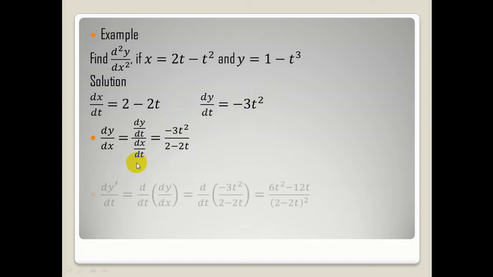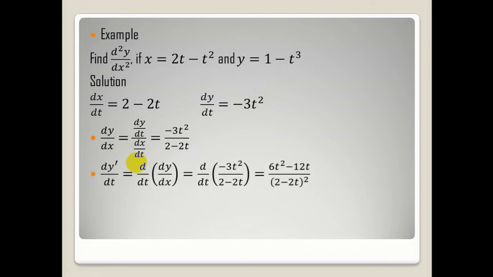After that, you need to find the second derivative of y. So d squared y over dx squared is equal to d over dt of y prime. You can change y prime to be dy over dx, because the first derivative is dy over dx, which is minus 3 times t squared over 2 minus 2t. So you need to substitute this one here. So d over dt, the derivative of this function with respect to t, is like this.